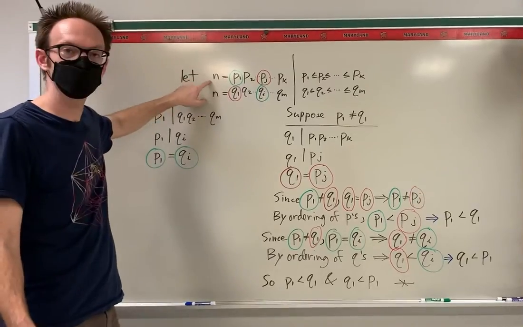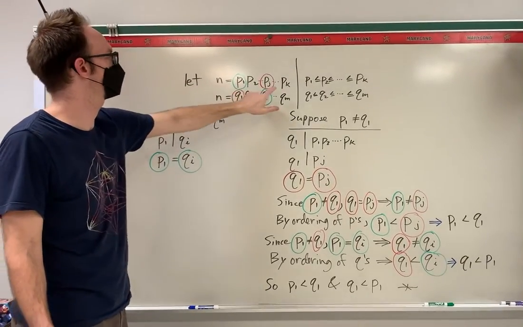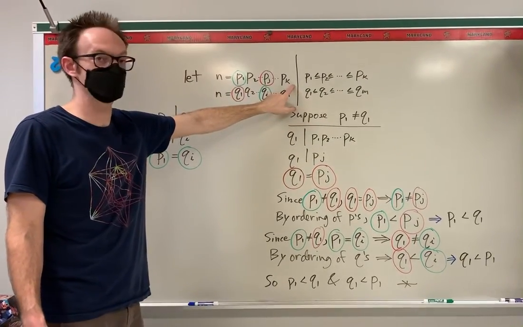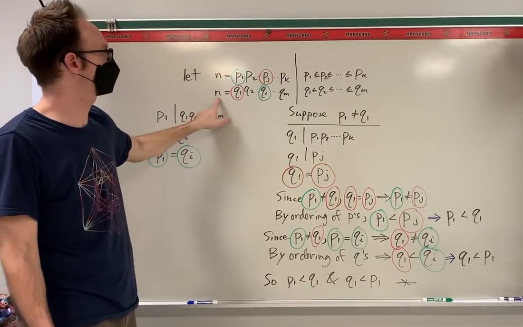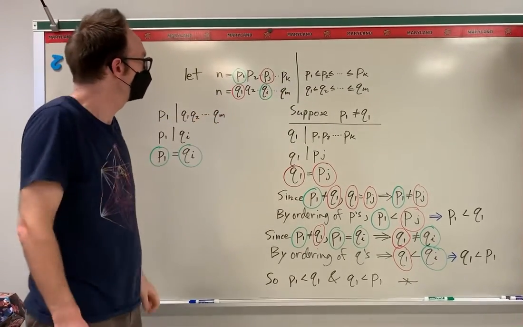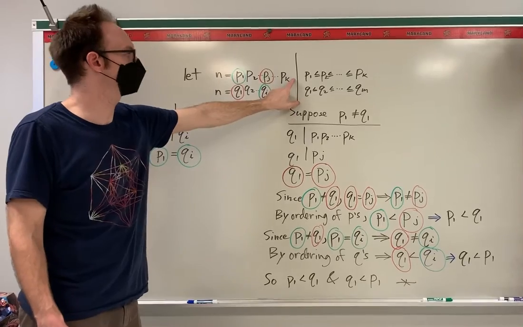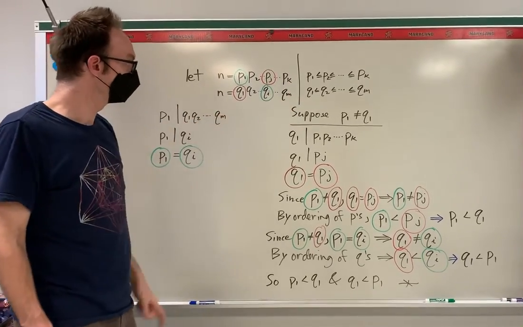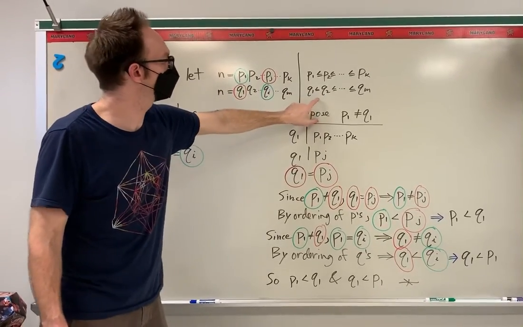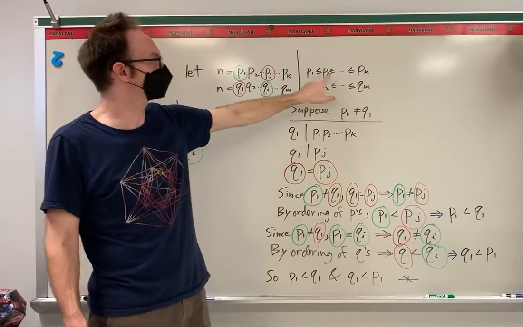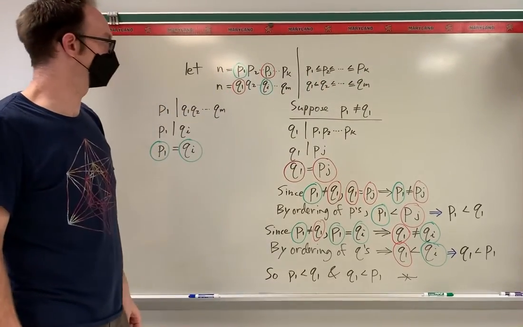Take this number n and suppose it has a factorization into a bunch of primes p, and that it also has a factorization into a bunch of primes q, where there might be k p's and there might be m of the q's. Let's insist, possibly with some relabeling, that the primes come in order as we did in class.